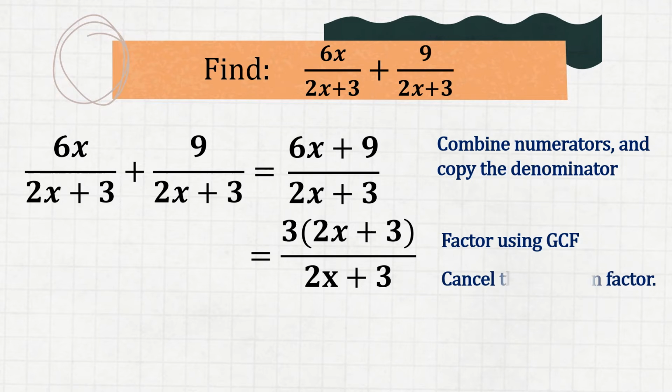Then, we will cancel the common factor, which is 2x plus 3. So, what remains is 3. This is our answer.